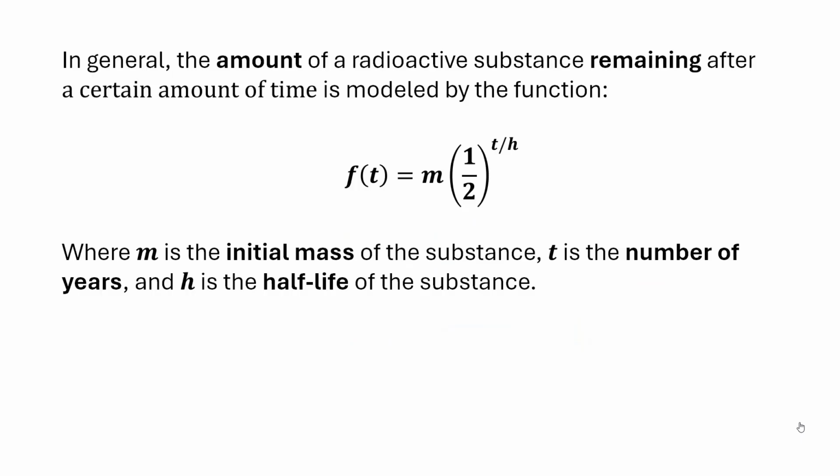So in general, the amount of a radioactive substance remaining after a certain amount of time is modeled by the function f of t equals m times 1/2 to the t over h, where m is the initial mass, however much you started with of the substance, raised to the t, which is the number of years, divided by h, the half-life of the substance.